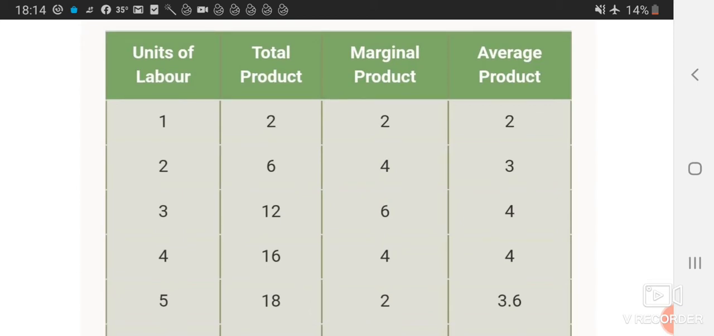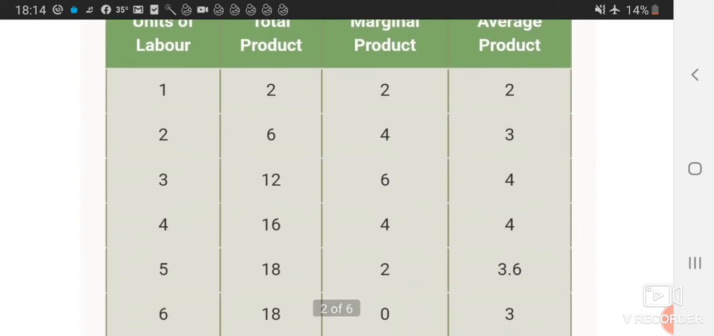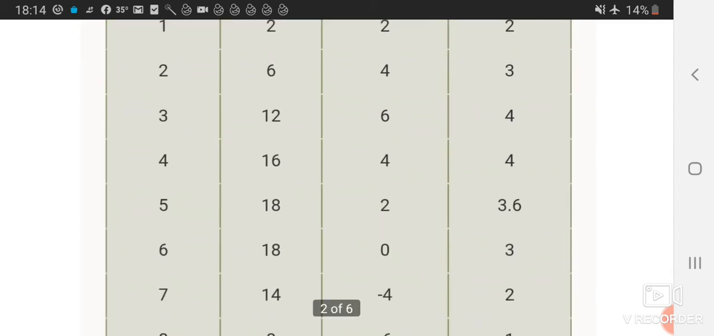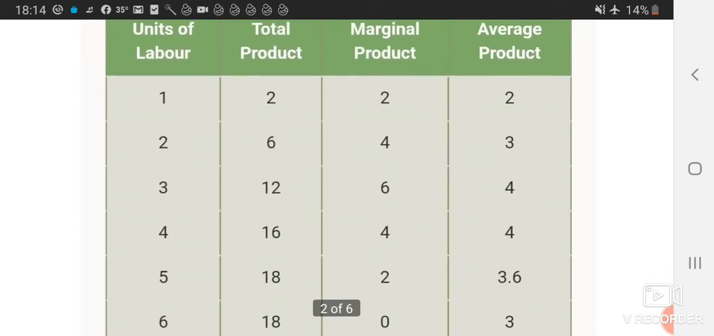Then move to marginal production. Marginal production is equal to change in the total production when we use another unit of labor. For example, when we use first unit of labor, then the marginal production is 2. When we use second unit of labor, then 6 minus 2 is equal to 4. When we use third unit of labor, 12 minus 6 is equal to 6. So you can see that marginal production is 2, 4, 6, 4, 2, 0, minus 4, minus 6.